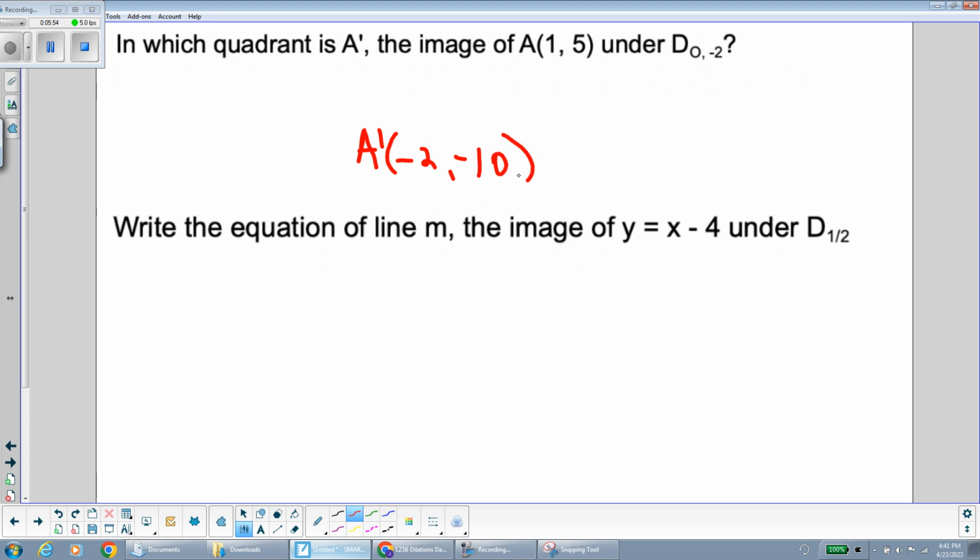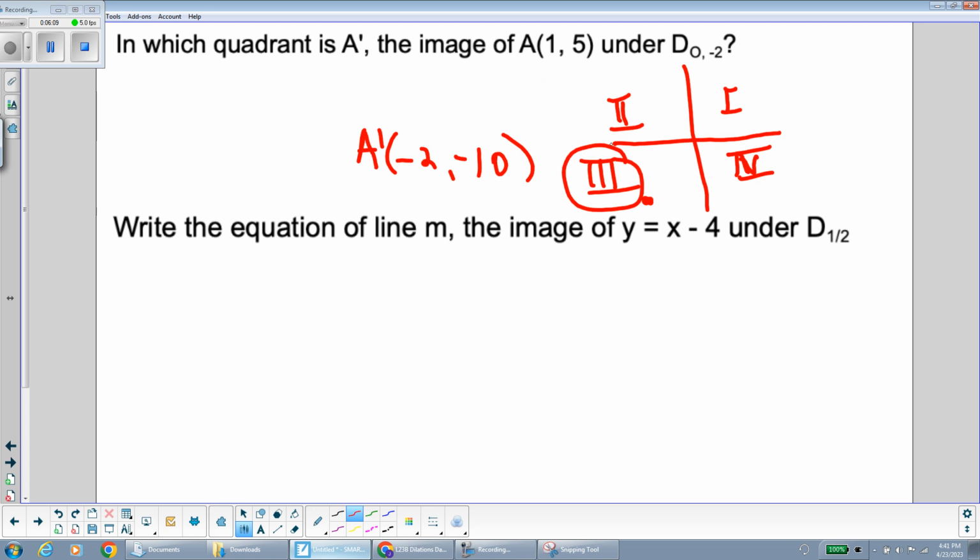And the question's asking what quadrant this would be in. So -2, -10 would be somewhere over here. This is the first quadrant, second quadrant, third quadrant, and fourth quadrant. So it would be located in quadrant number 3.